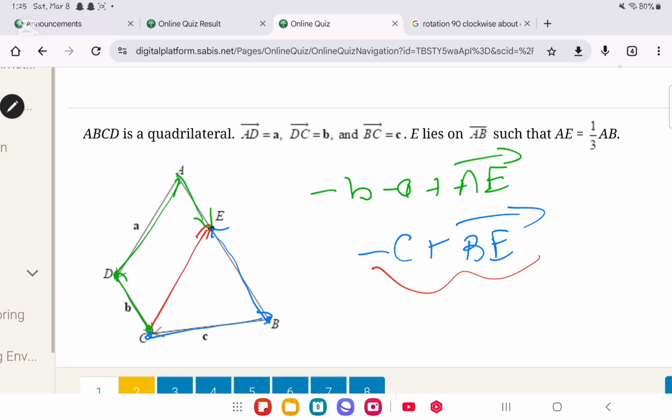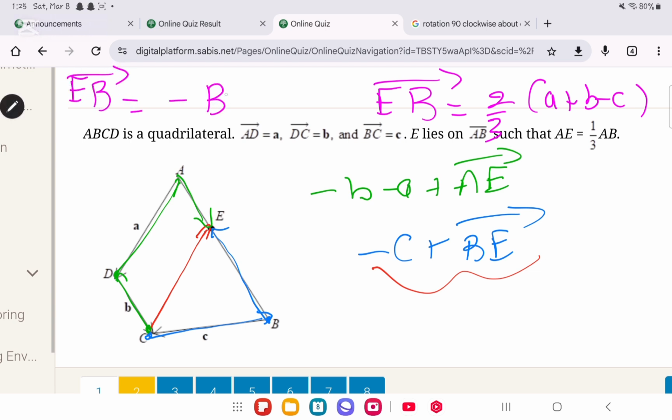So in the previous question, we found the value of EB. EB, if you remember, was 2/3 of AB, and that means it was 2/3 times A plus B minus C. So what is the relation between EB and BE? What you need to know is that EB is equal to minus BE. So if we are looking for BE, then BE is equal to minus EB. So that means very simply that BE is equal to minus 2 over 3 times A plus B minus C.